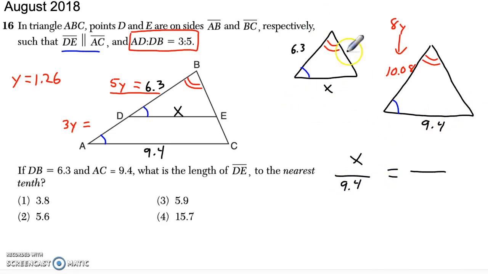I go back to the same triangle. The only other side I have is 6.3 over, well, that's between the blue and the double tick red. Blue, double tick red, that's 10.08. That's what's going to go there.